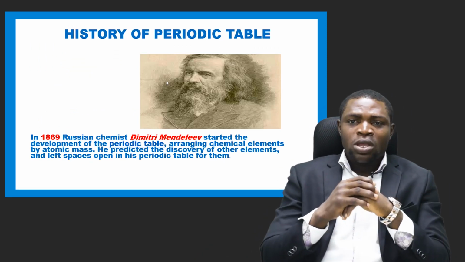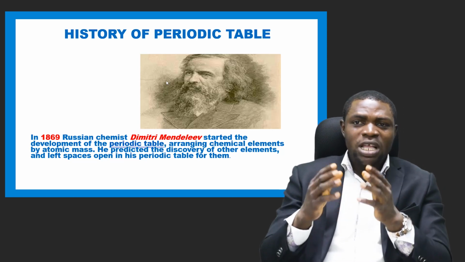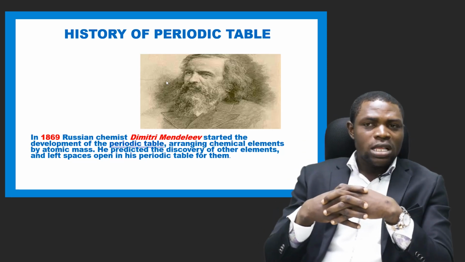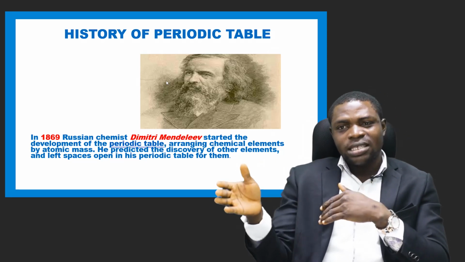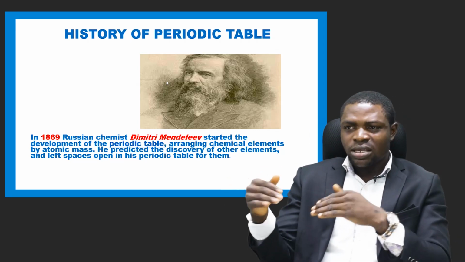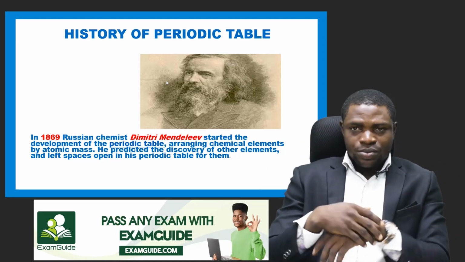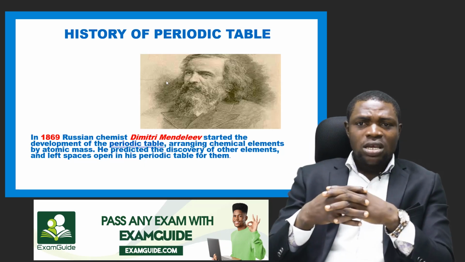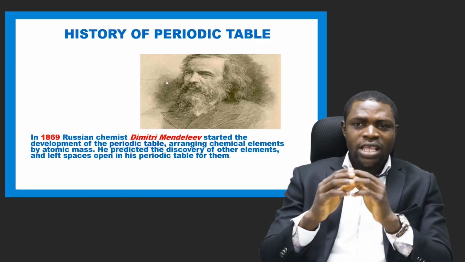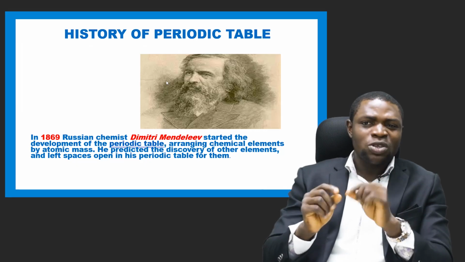I intentionally skipped this part because I want to come over to explain this. There have been many controversies in chemistry over the years, and many people are saying, oh, this is the scientist that helped in arrangement of the periodic table, giving credit to these scientists. But I want to say that history has recorded that in 1869, a Russian chemist by name Dmitry Mendeleev was the one that started the development of the periodic table.